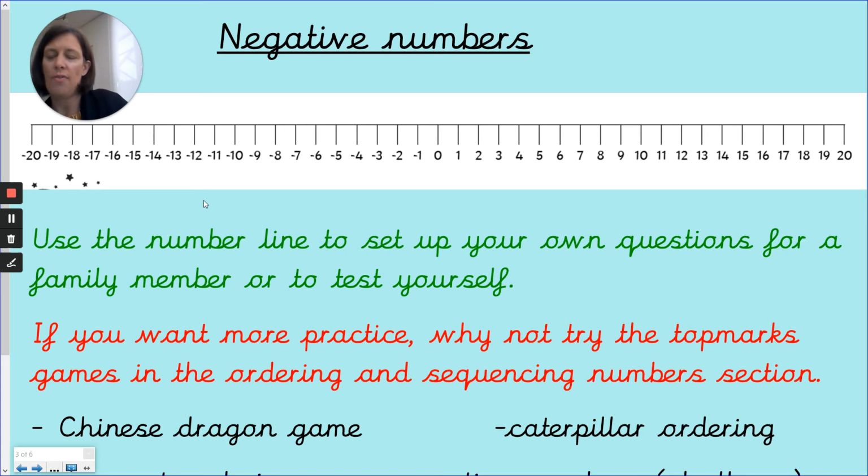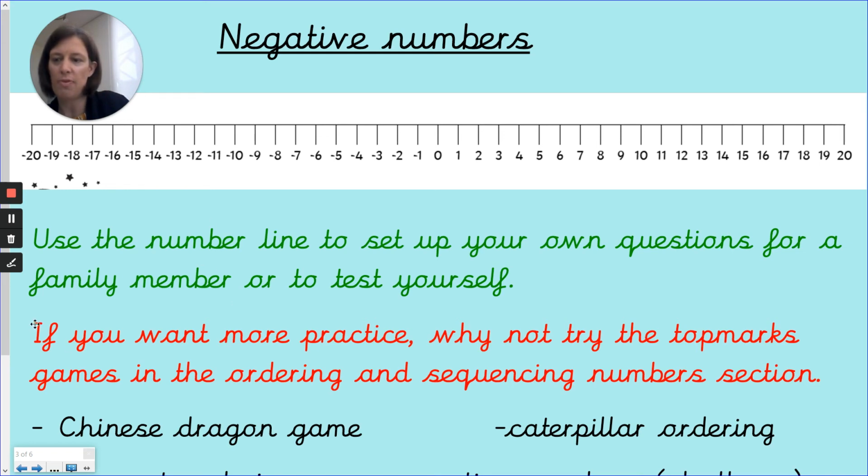Okay, so you can have a little go now at some of your own little challenges or questions that you might want to do. So I've put a number line on here, a negative number line going all the way from -20 to +20. You can use this number line now to set yourself your own questions, a little bit like the ones we've just been doing, or maybe for a family member, have a little go using that. And then if you do want a bit more practice, you could have a go at trying top marks.